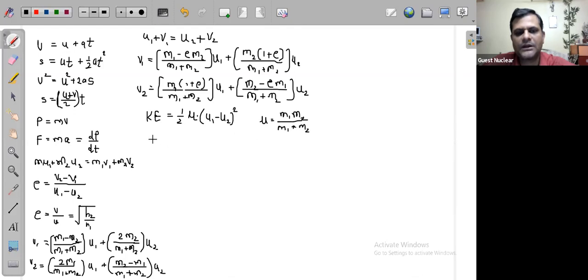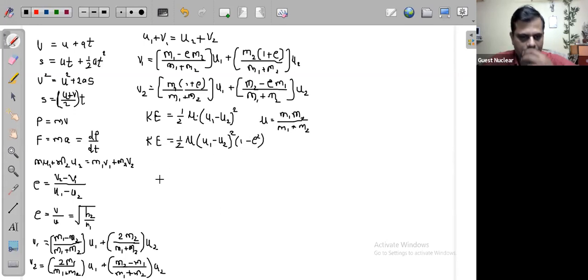And in the same way, in case of a general inelastic collision, the expression for the loss in kinetic energy happens to be half mu again into (u1 minus u2) the whole square into 1 minus e square.